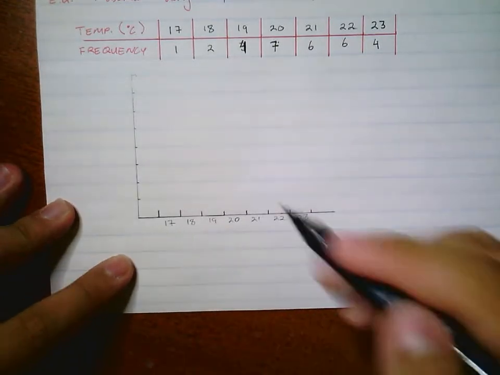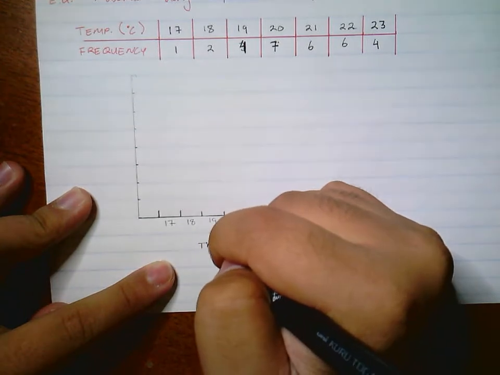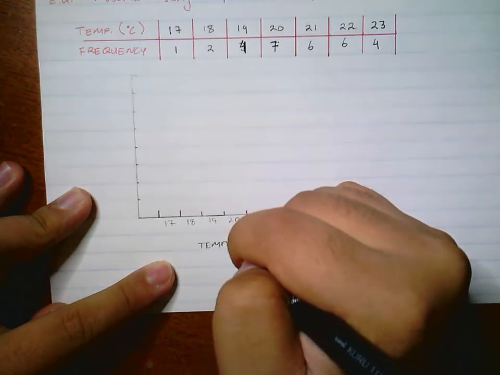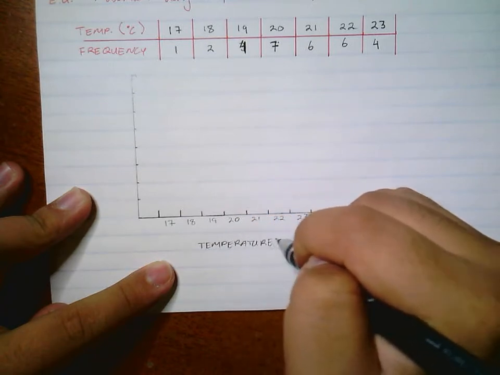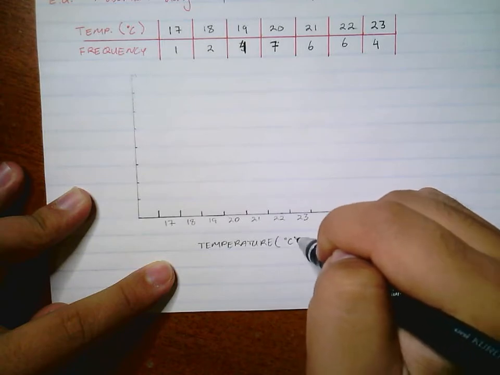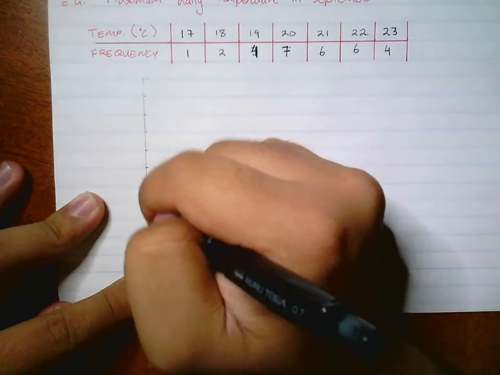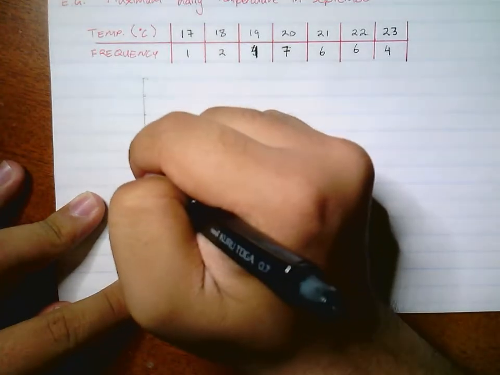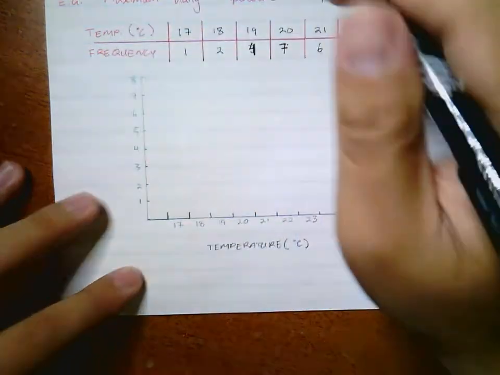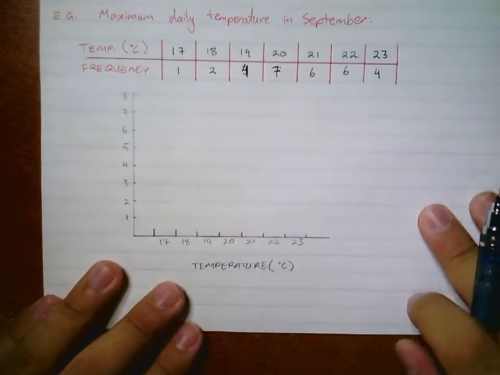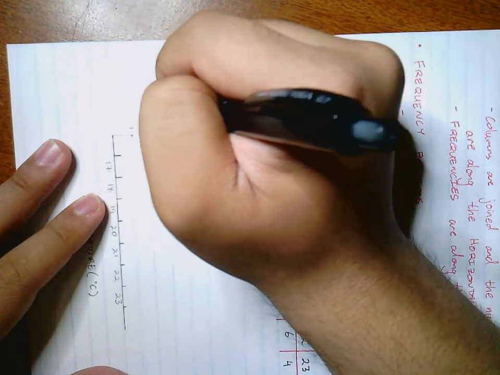And along the bottom here we should always label our axes. Along the horizontal is our temperature, and that's recorded in degrees Celsius. And let's label our points along here, starting at 0. That's 1, 2, 3, 4, 5, 6, 7, 8. And we should again also label our axes. So this is our frequency.